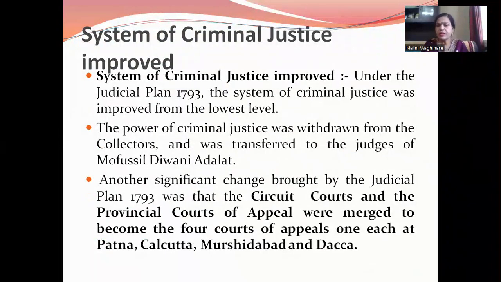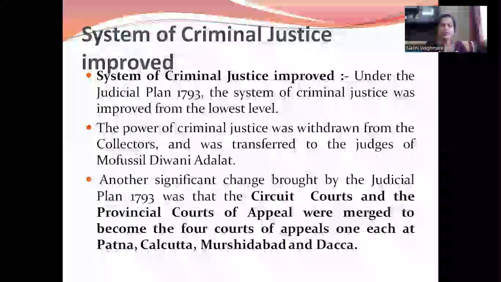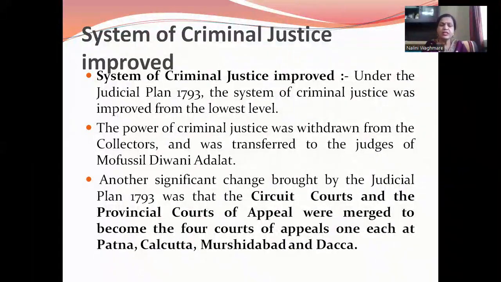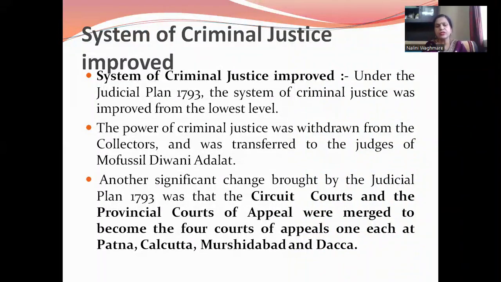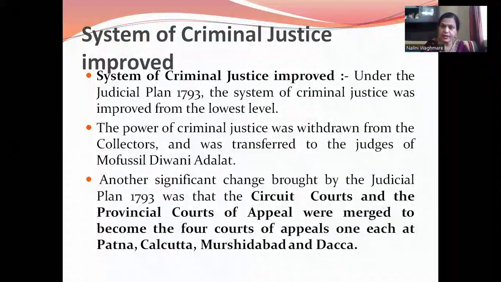The system of criminal justice improved. Under the plan of 1793, the system of criminal justice was improved from the lowest level. The power of criminal justice was withdrawn from the collectors and was transferred to the judges of the Mufassil Diwani Adalat. Another significant change brought by the Judicial Plan of 1793 was that the circuit courts and the provincial courts of appeal were merged to become the 4 courts of appeals, one each at Patna, Calcutta, Murshidabad, and Dhaka. This is also a special feature of this act or this plan.